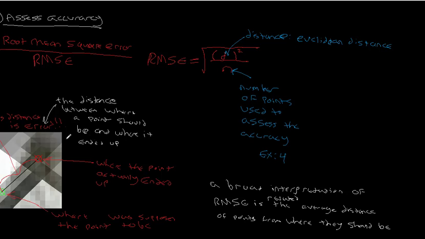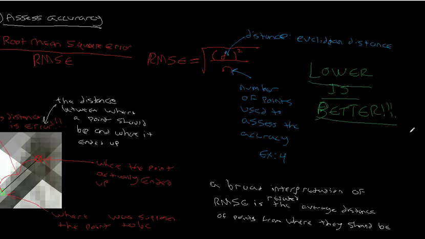So how do we actually interpret this idea? Generally speaking, lower is better. Lower is better, and that's what I want to leave this video off on. When we try to assess the accuracy, we do so with this idea of RMSE, and the result is basically an average distance of points from where they should be. And the way that we interpret it is that lower is better.